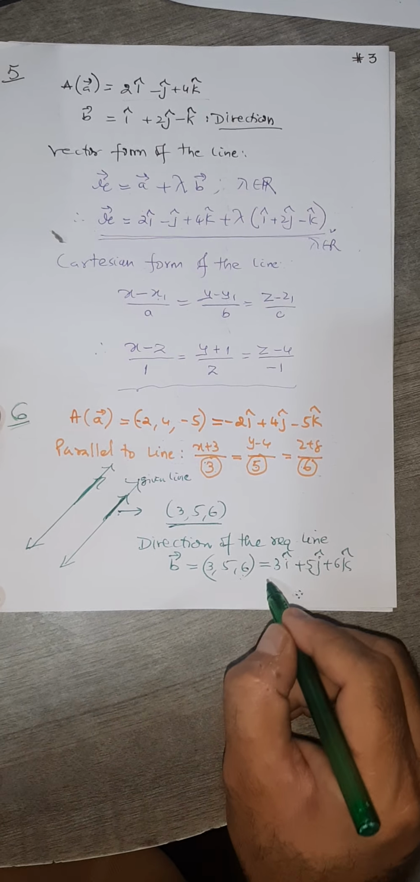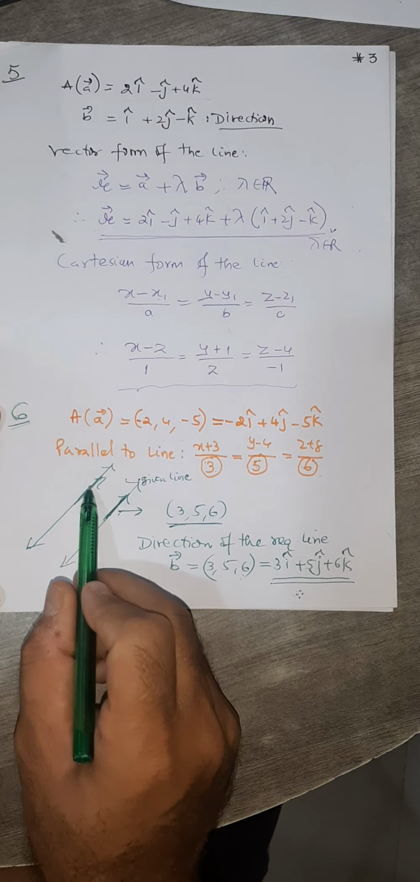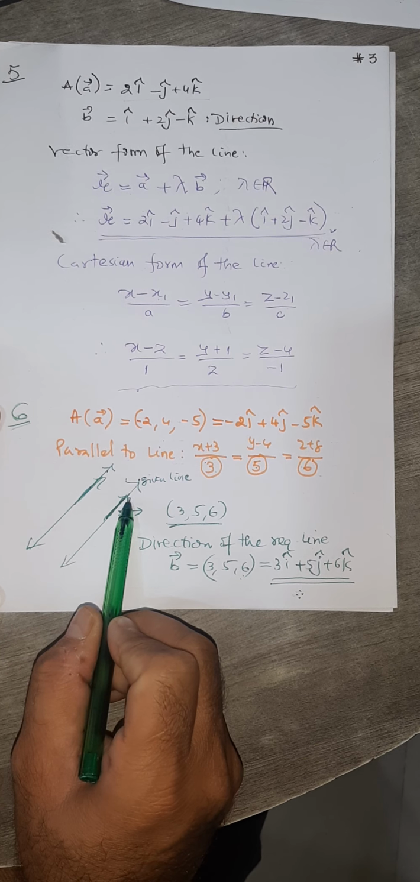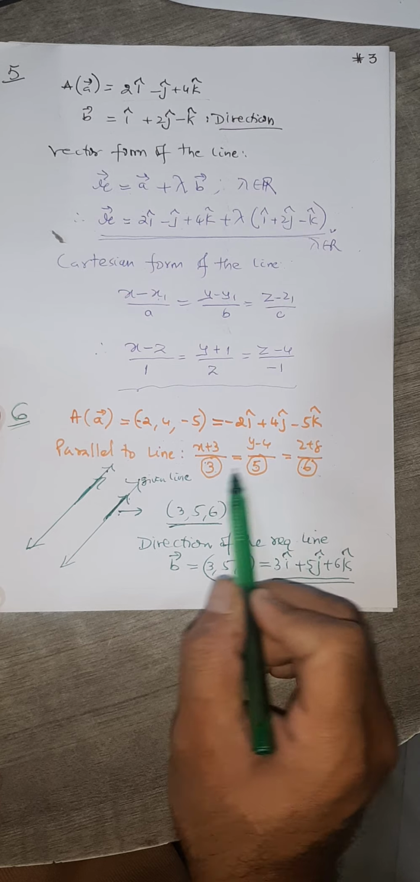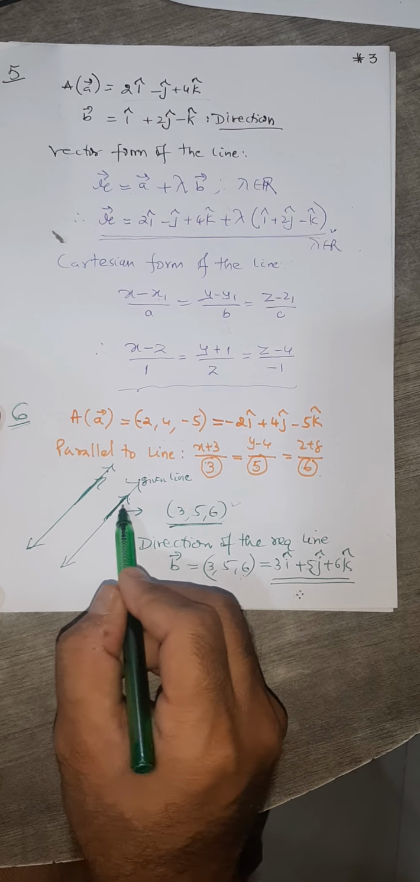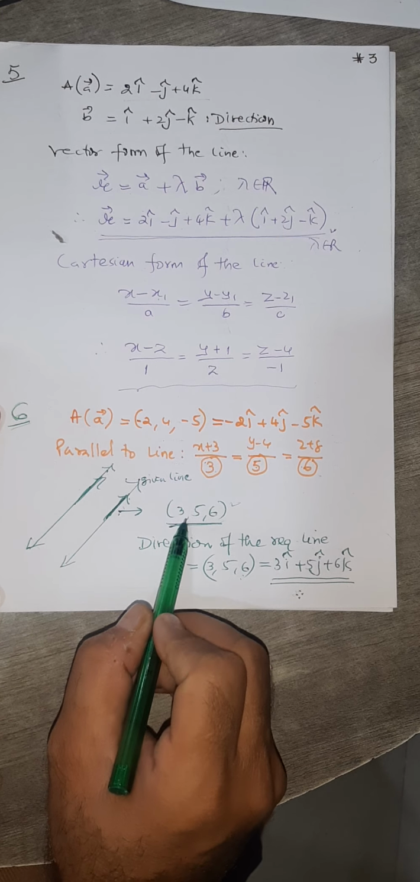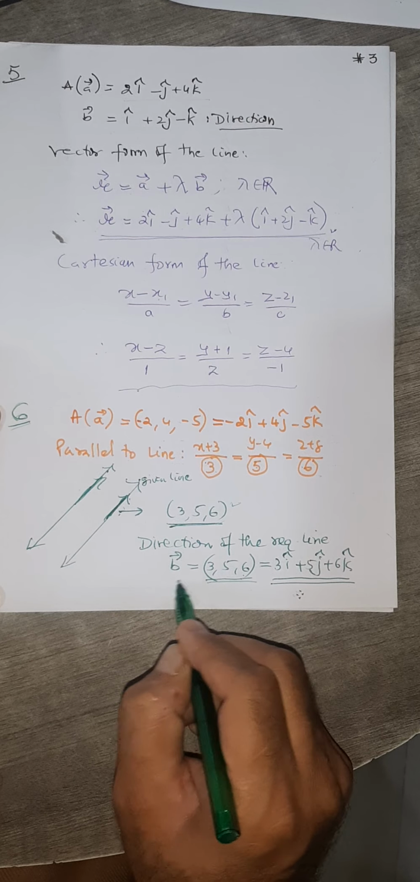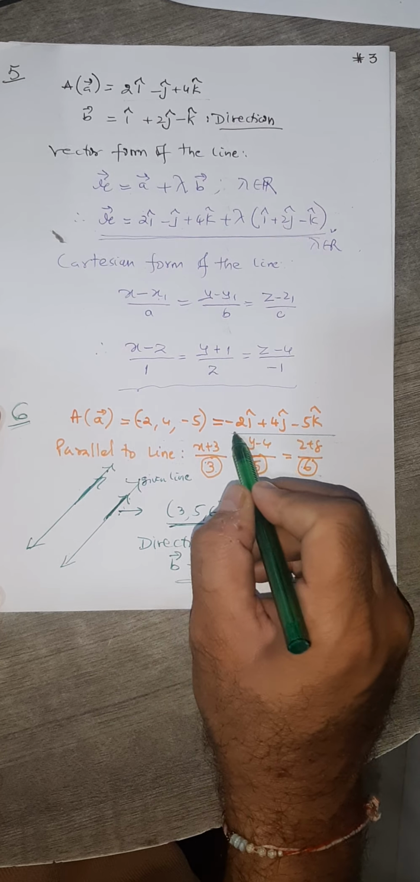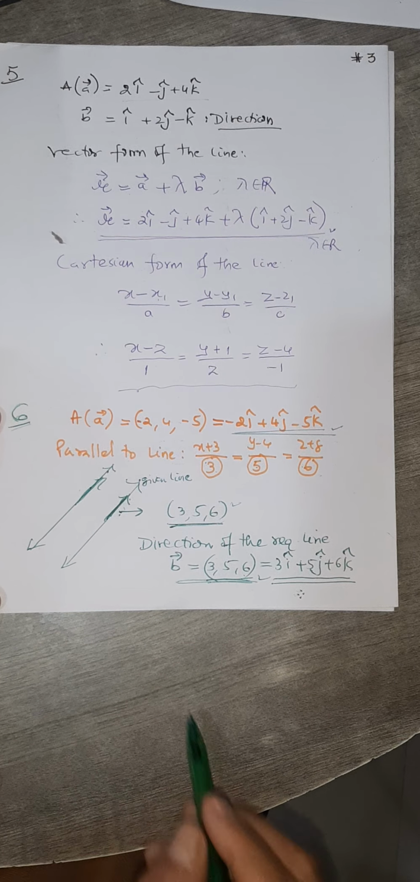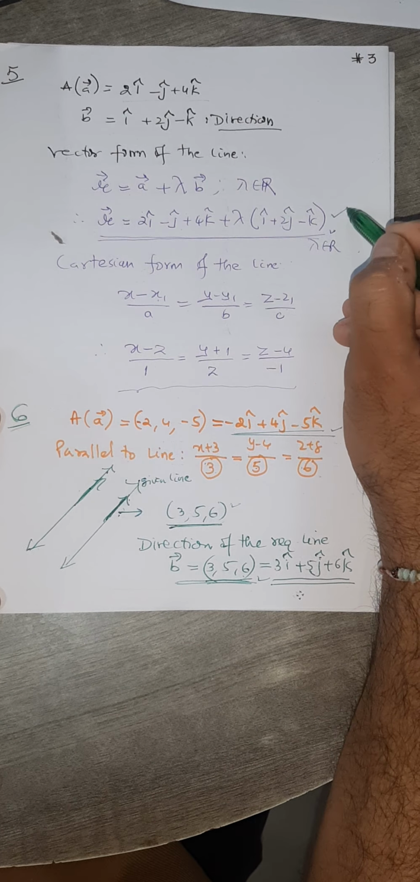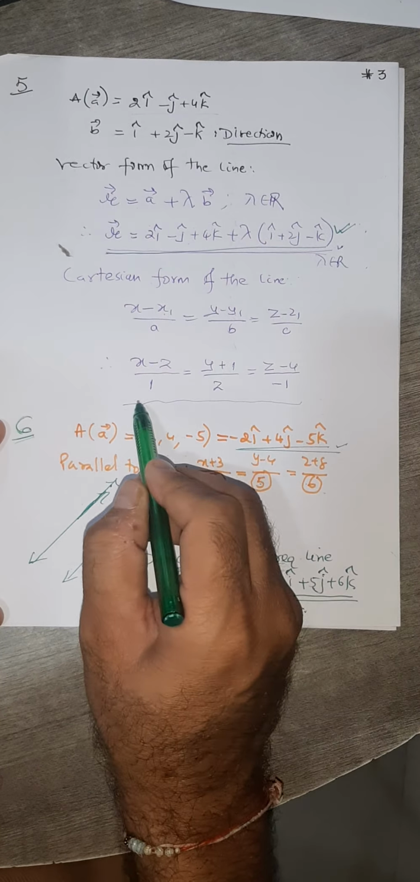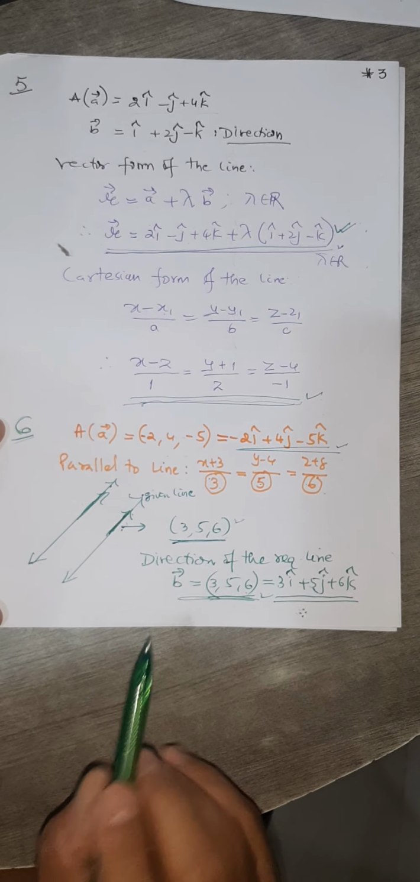I hope this is clear to you. We have used only the concept of parallel lines. This is your required line, this is the given line. You know the direction of the given line, which is 3, 5, 6. Being parallel, the same vector represents the direction of this line. So now you have the direction vector and you have the fixed point, so you can get the equation of the line as I did in the previous question. You write the vector form and you write the Cartesian form. Both things you can do, right?